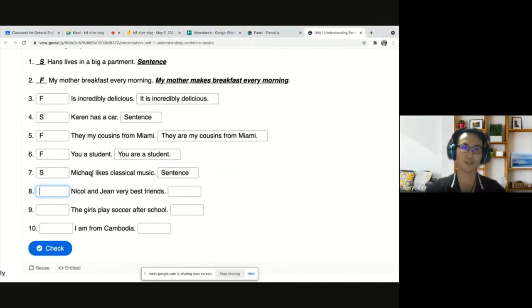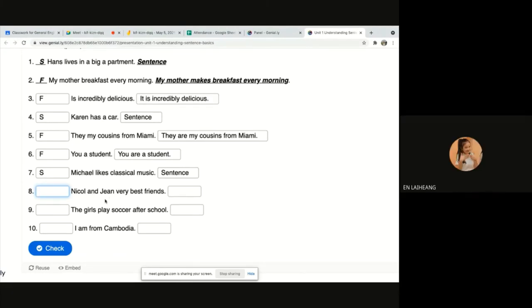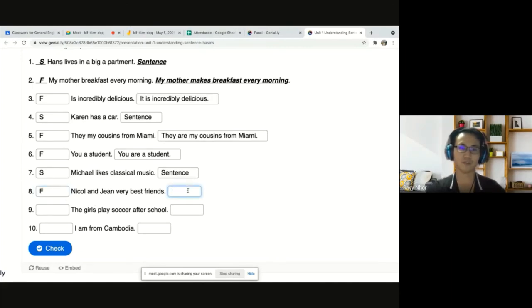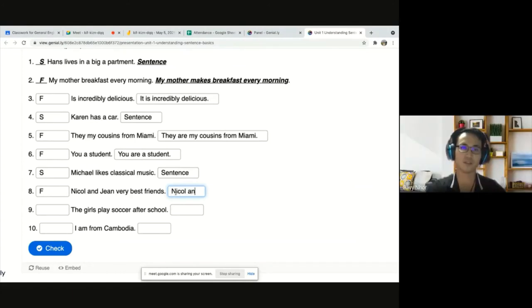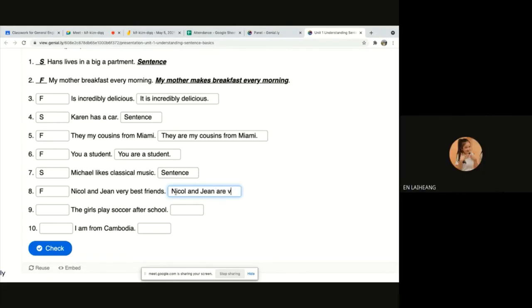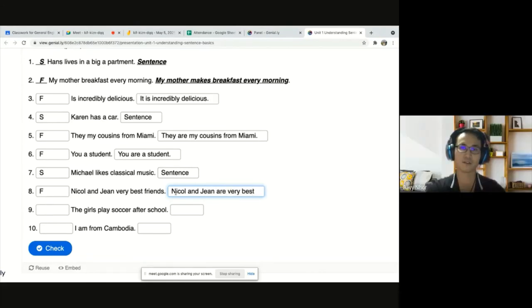And number 8, like here. Nicole and Jean very best friends. It is a fragment. How do you correct it? How do you correct this sentence? Nicole and Jean are very best friends. Yes.